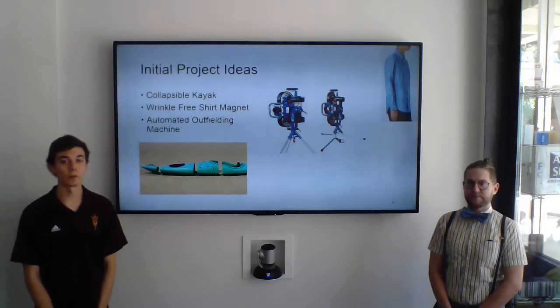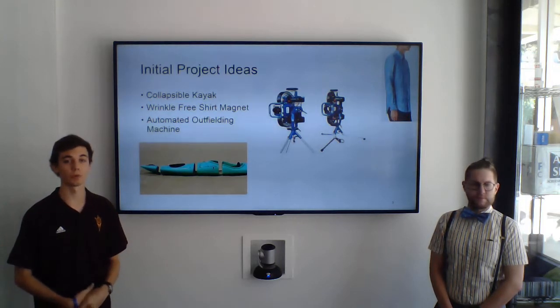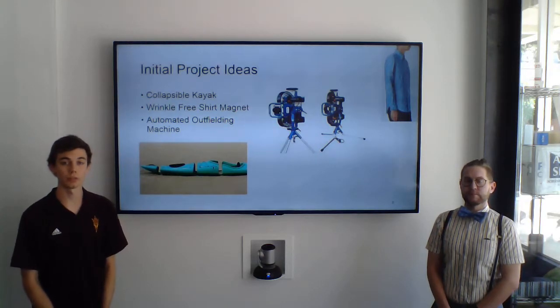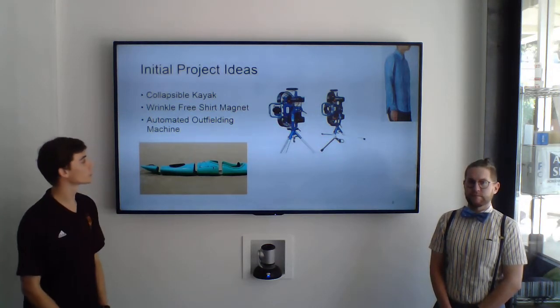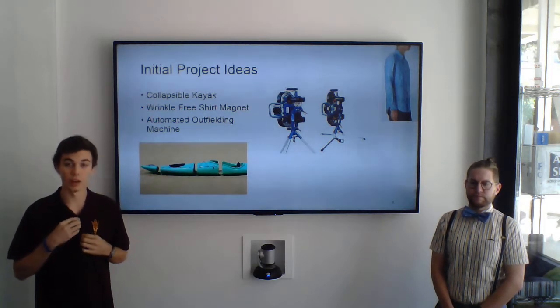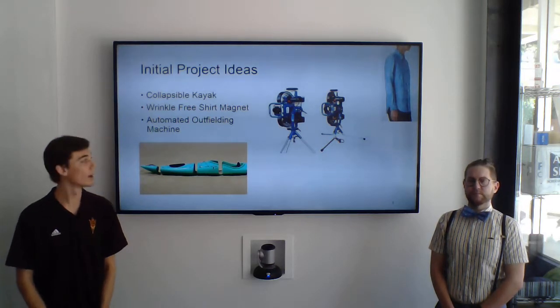So these are our initial project ideas. Our first idea was for a collapsible kayak, just a kayak that is easily transportable, and you can collapse inside a backpack. You can use it whenever and wherever you so please. Another idea we had was a wrinkle-free shirt magnet. This would be a device you can put by the buttons on a button-up shirt or a polo to make sure that this area here doesn't get all wrinkled up.